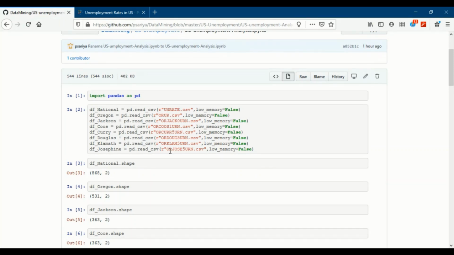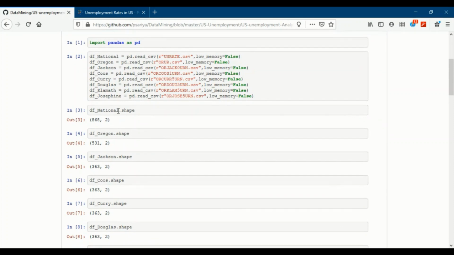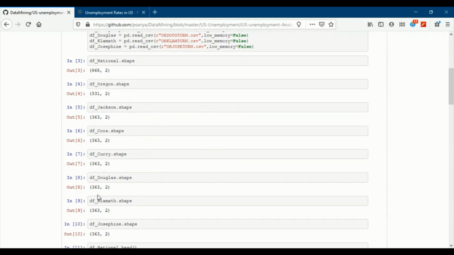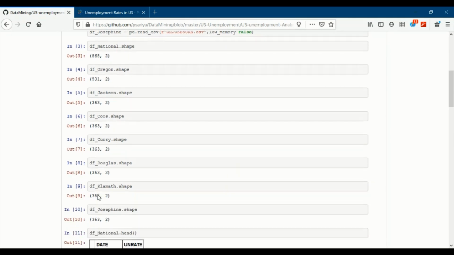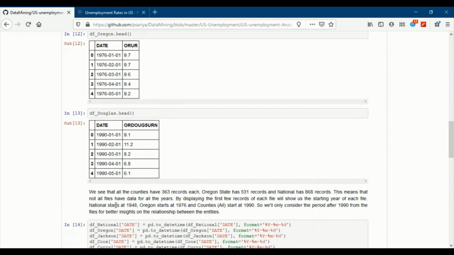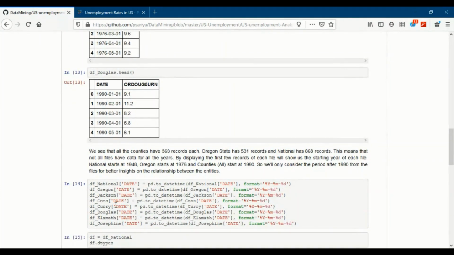First, we will be importing all our data. And when we check the shape of the data, what we see is the national data has 868 records and only two columns. Oregon State has 531 records with two columns, and all the counties have 363 records and 2 columns. This is a sample of the data in each of the files when we use the head function.